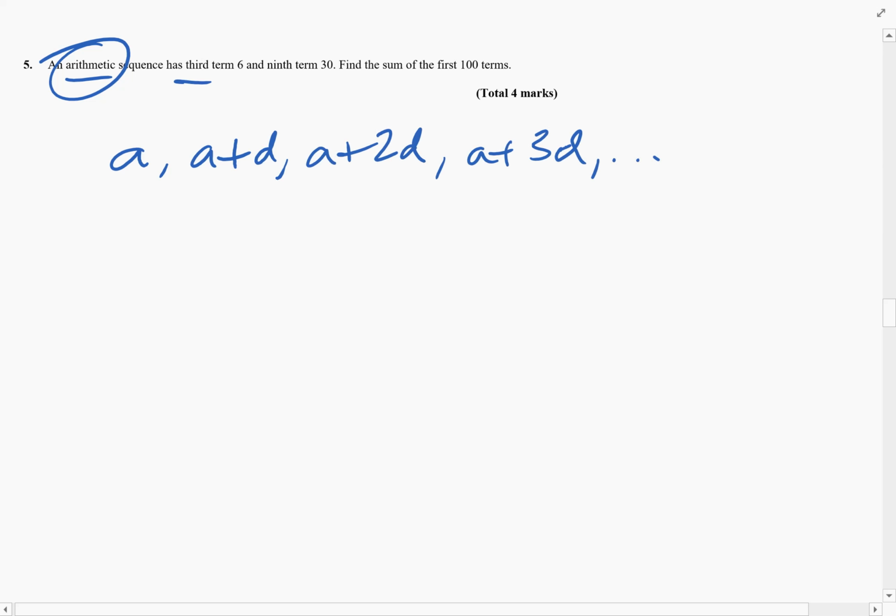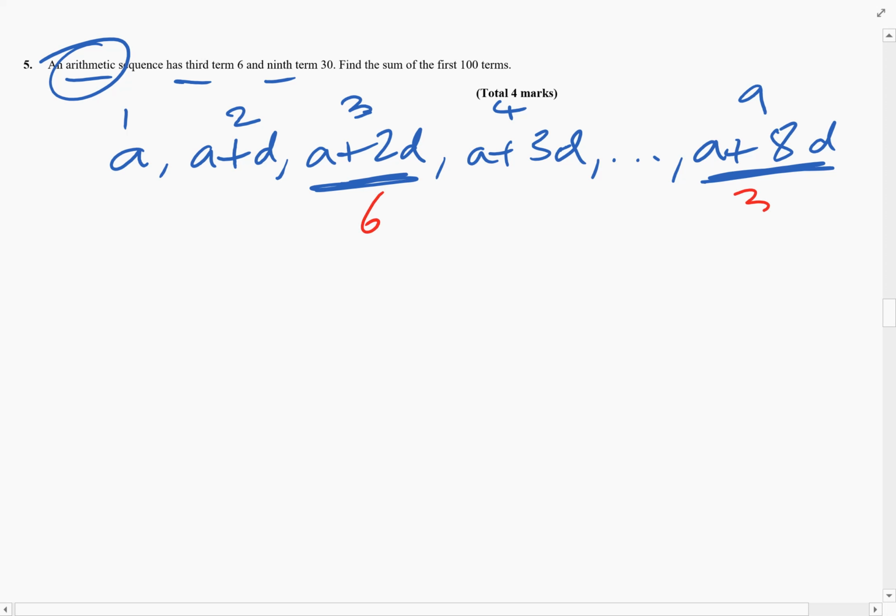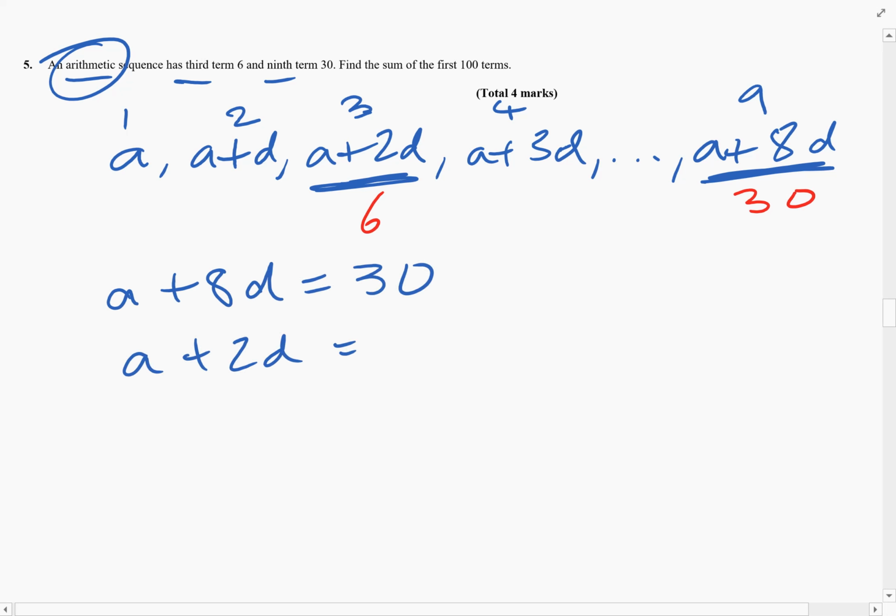Now it's talking about the third term and the ninth term. So this is the third term here, a plus 2d. This is the fourth term, we don't really care about that. And then the ninth term, you can see the ninth term will be a plus 8d. So we know these two terms. The third term is 6 and the ninth term is 30. So we're going to get two simultaneous equations there. A plus 8d equals 30. And a plus 2d equals 6.